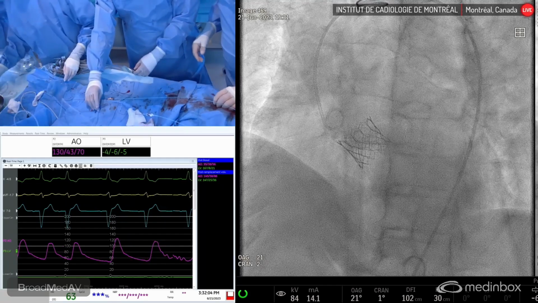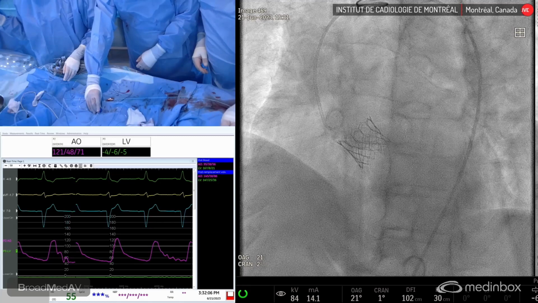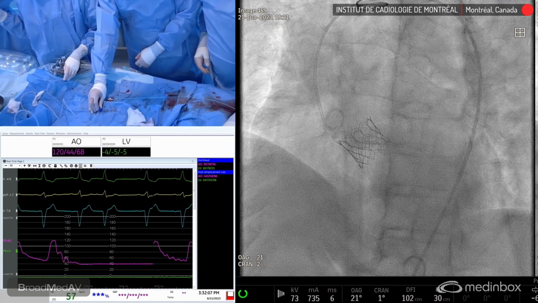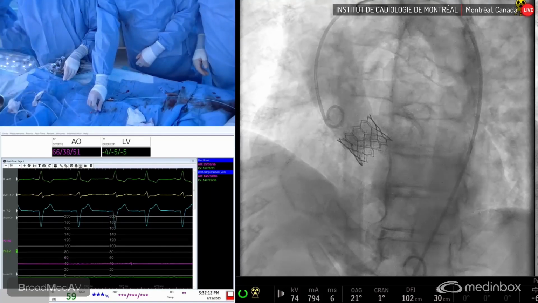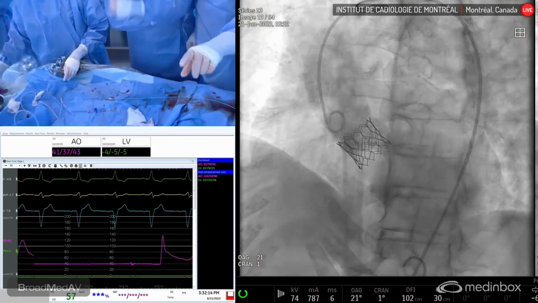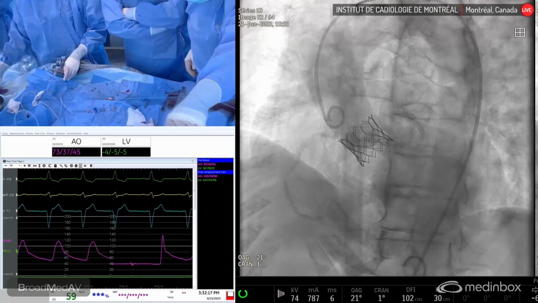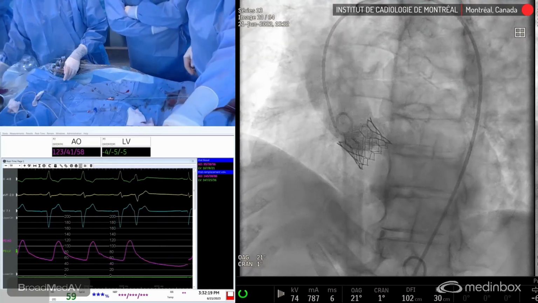How much dye have we given? We've given 96 cc, so we can probably do another shot just to see. So we'll do another one, Cine. Bit of leak there, but this part is full. You see the leaflet on the left side.